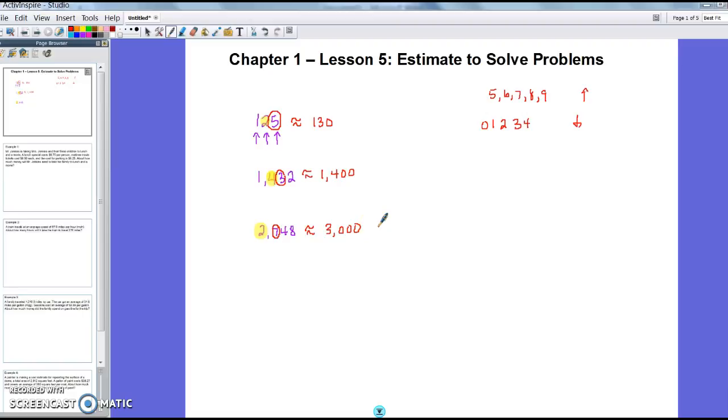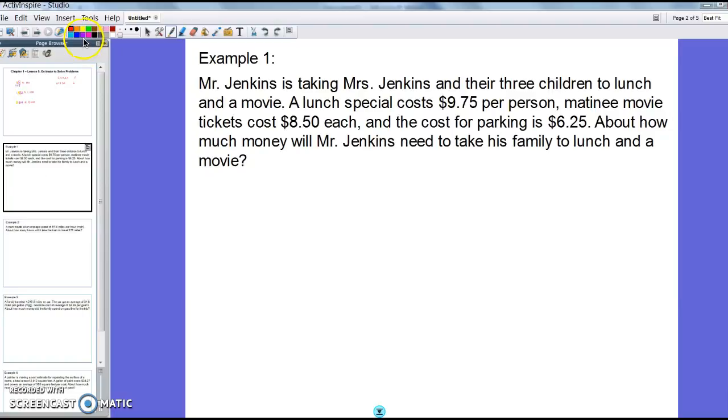Now let me throw in a little bit of a disclaimer there. When you're dealing with problems having to do with money, we will always round all the prices up just to make sure that we have enough money to pay for all of the items. So when we're dealing with money and cost of things, always round all of those numbers up. Okay, so let's go ahead and look at our first example.